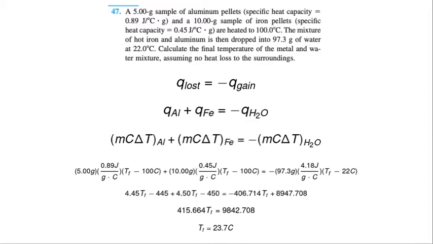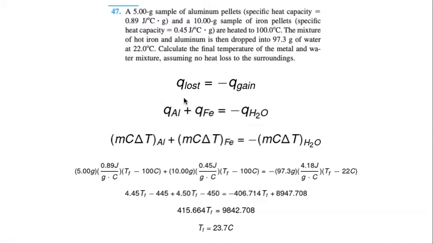Essential problems with calorimetry. So in this video, we will go over applying the technique of calorimetry in order to solve some more complex systems. So 47, a 5-gram sample of aluminum pellets, specific heat capacity given, and 10-gram sample of iron pellets with its heat capacity also given, are heated to 100 degrees Celsius. The mixture of hot iron and aluminum is then dropped into 97.3 grams of water at 22 degrees Celsius. Calculate the final temperature of the metal and water mixture, assuming no heat loss to the surroundings.